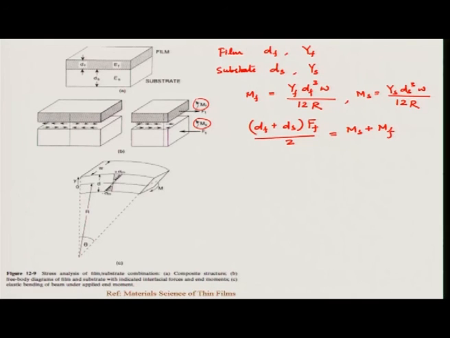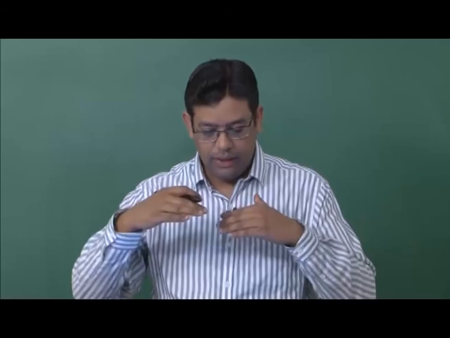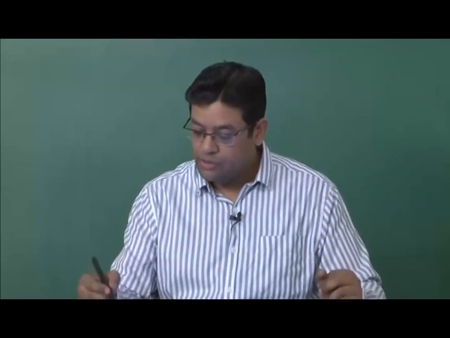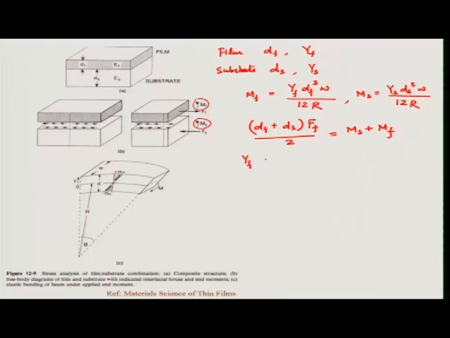And we can also relate these since this is not a uniaxial bending, because it is a plane. So we need to replace Yf by Yf divided by 1 minus nu f. Nu f is the Poisson's ratio. Similarly Ys we can replace by Ys divided by 1 minus nu s. Using these we can calculate the stress in the film, which is sigma f.